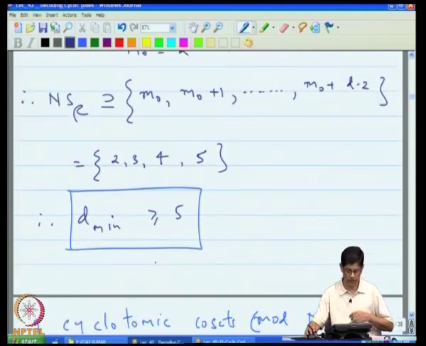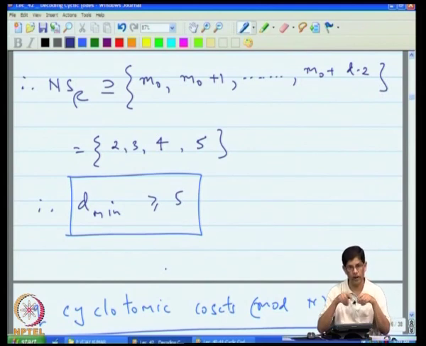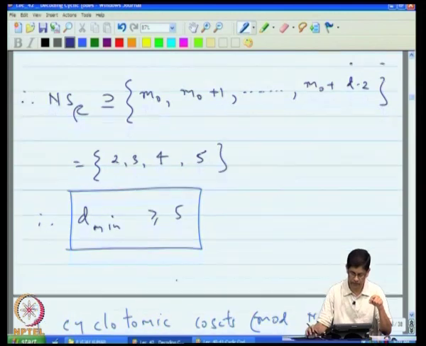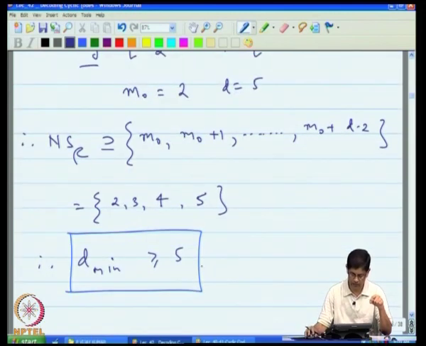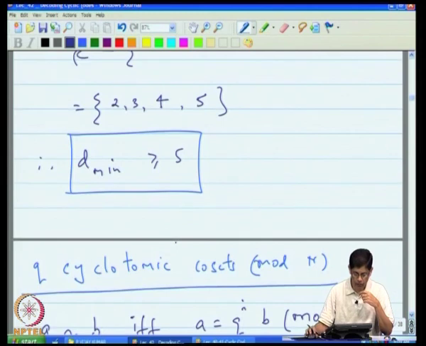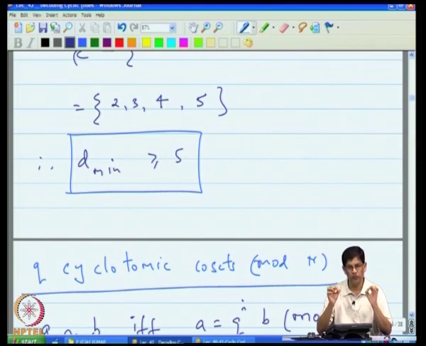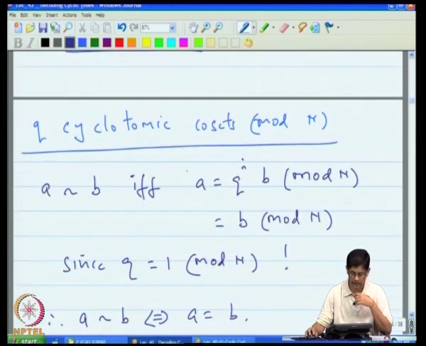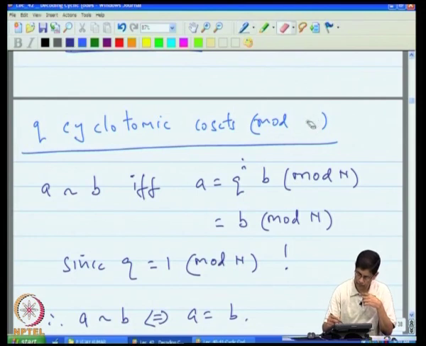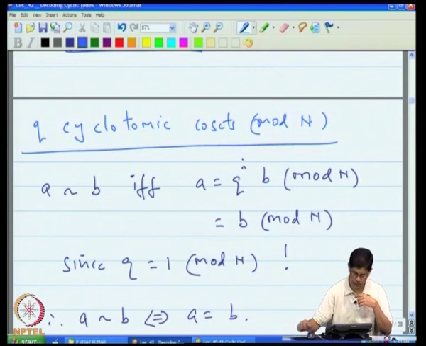So it has these 4 consecutive zeros, and therefore the minimum distance is 1 more than the number of consecutive zeros. So it is actually 5. That also makes sense because your design distance is 5. But now, why am I doing all this? Because I want to say that in this particular case you can determine exactly what the null spectrum is. Why is that? Well, look at the q cyclotomic cosets mod n.